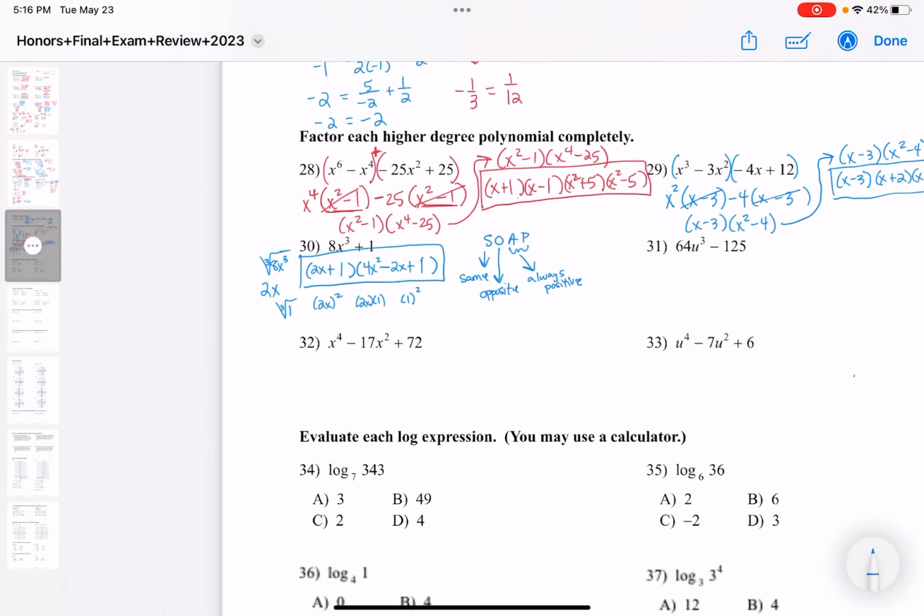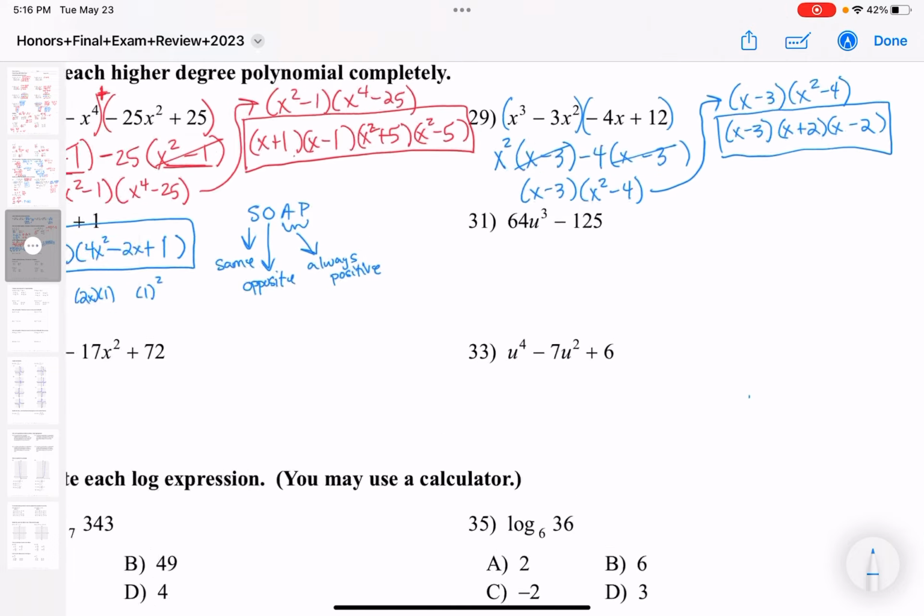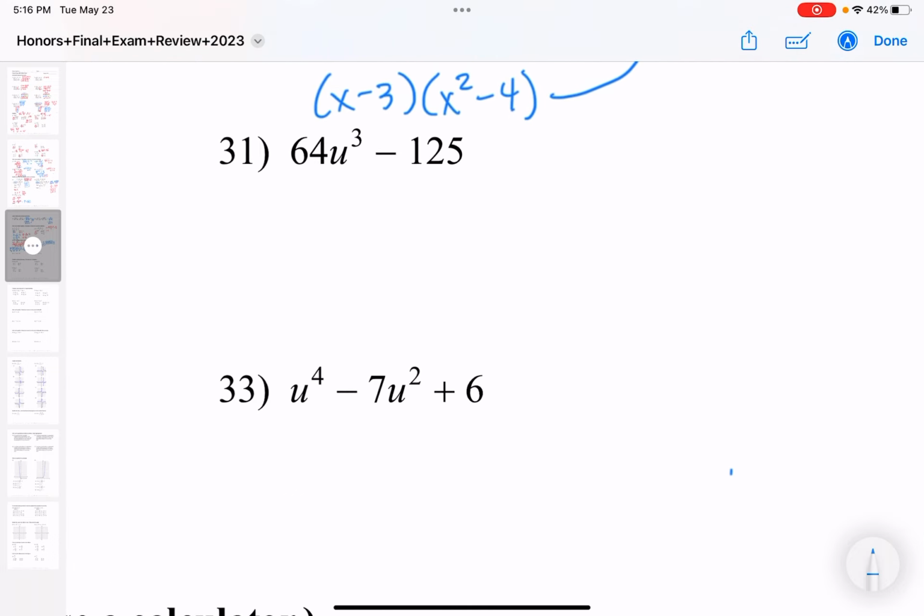Okay, let's do 31 so we can get some more practice with it. All right, so again, I've got a binomial. So first I check for a GCF. There's nothing that goes into 64 and 125. The only thing that goes into 125 are 5s, numbers that end in 5. And no number that ends in 5 will go into 64.